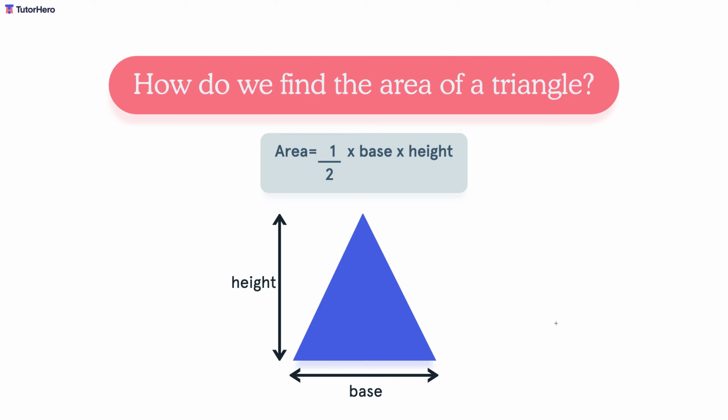How do we find the area of a triangle? There is a simple formula that we can use to find the area of all triangles. The area equals half the base times the height. We can see from the diagram which parts of the triangle are labelled height and base.